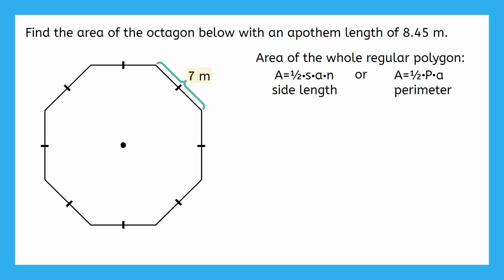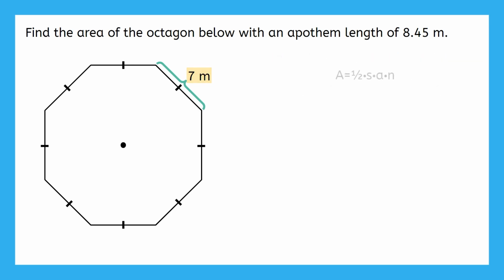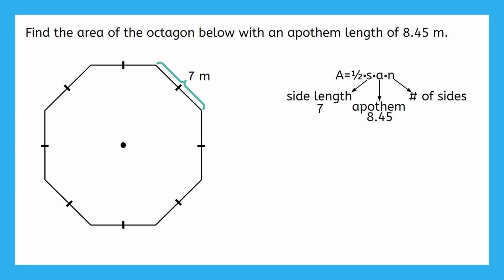Since we were given the side length, it will probably be easiest to use the side length formula. To use this formula, we need to identify the side length, apothem length, and the number of sides. Pause the video here and identify these values in the problem. Did you find that the side length is 7, the apothem is 8.45, and the number of sides is 8?